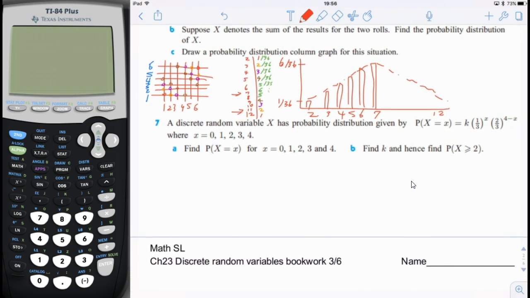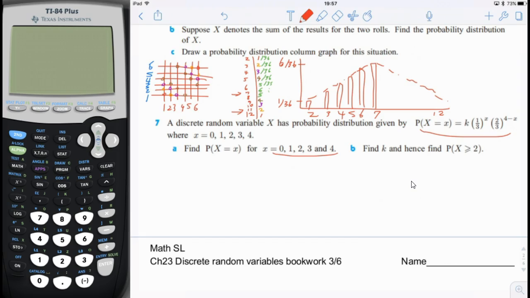7. A discrete random variable x has a probability distribution given by a function. Remember we said that one of the possible ways of showing a probability distribution is with a function, and here there is one. So find the probability that random variable x takes on the value of small x for all of these here. And so we're going to use the function to figure out each one.